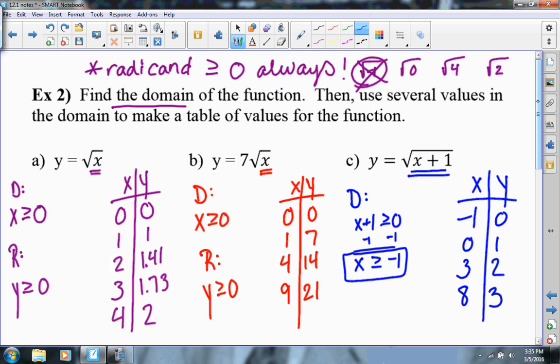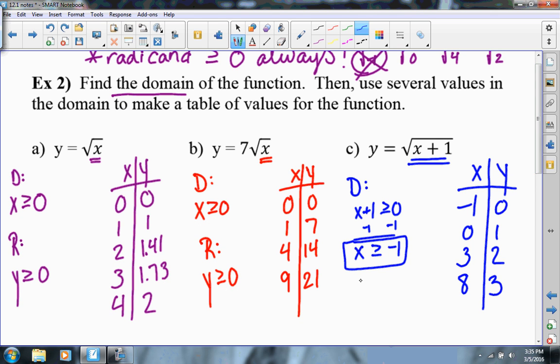And we also have to write down our range before we're completely done with this problem. And again, the range is all my y values. So I'm going to look at this beginning value up here. My domain was negative 1, so this is my first value for my range. It's 0. And then I have other numbers below it that are greater than 0. So I'm going to write y is greater than or equal to 0.